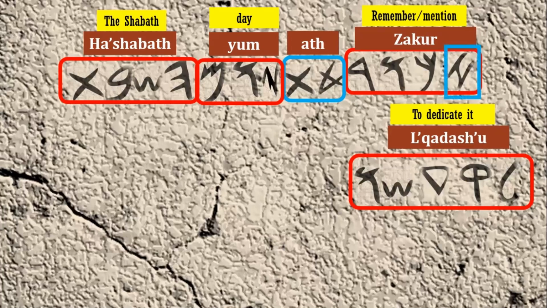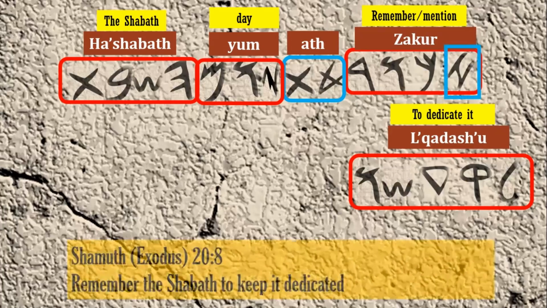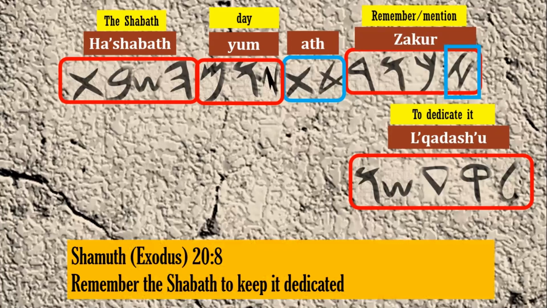And this script, as someone may have guessed, is Shemot or Exodus 20, verse 8. And this script says, remember the Shabbat to keep it dedicated. This also means, Kadashu also means to separate it. So we keep it separated.